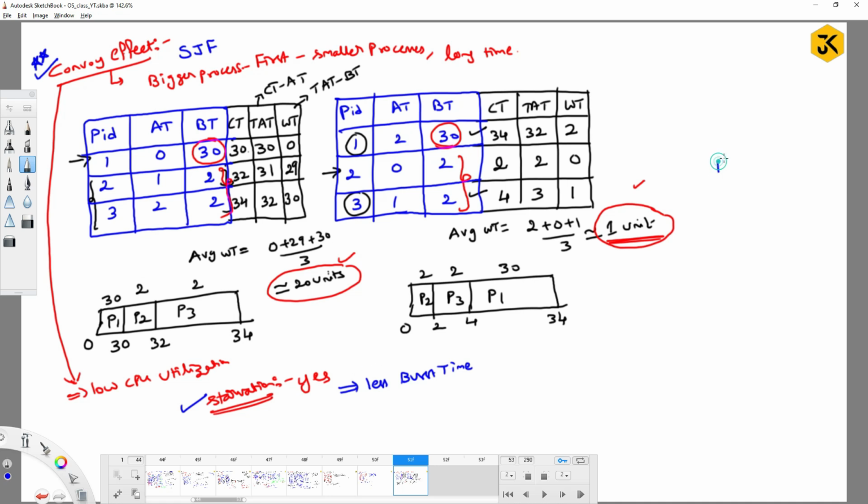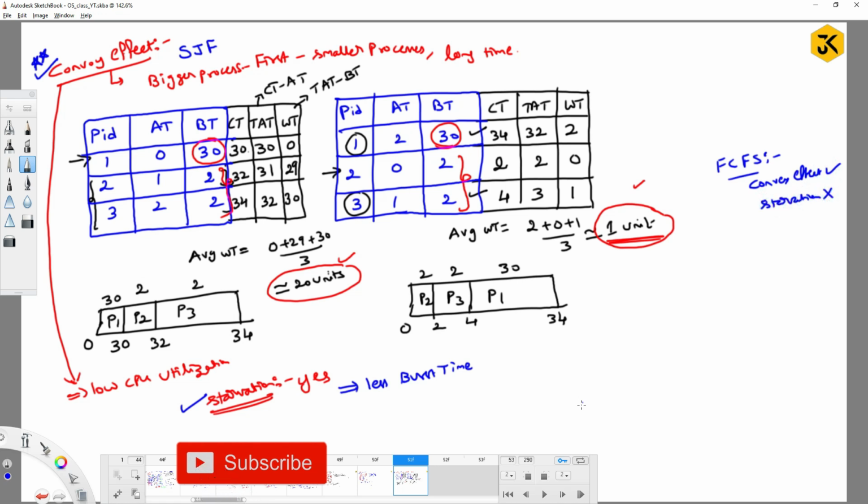But coming to FCFS, we are facing the convoy effect, but not facing starvation. Hope you understood the clear meaning of convoy effect and starvation in SJF.